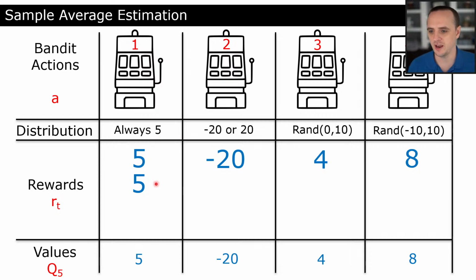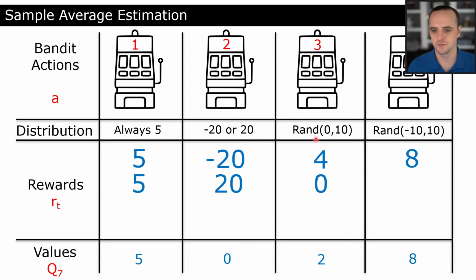We're going to pull this one again. Well, it always gives 5, so that's a really easy update. 5 plus 5 is 10, divided by 2 is 5. If we pull this one, and we got 20, now we've got negative 20 plus 20 is 0, divided by 2 is 0. And this is Q6, right? So Q6 of 2 is 0, because we've done 6 total actions so far.